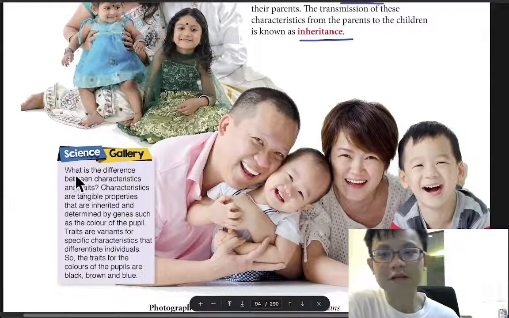Okay, for this one, can you help me to read what is the difference between character and traits?